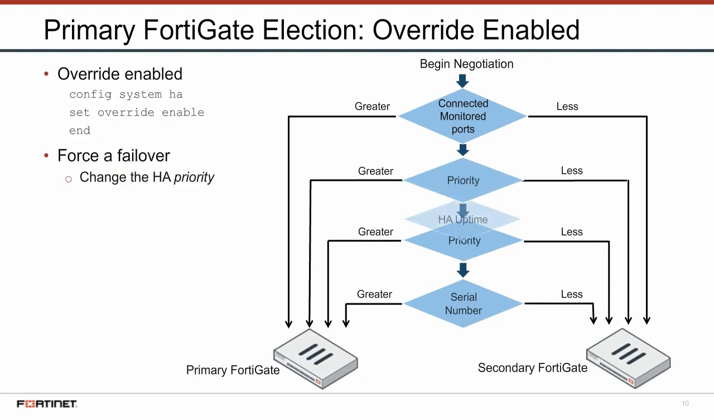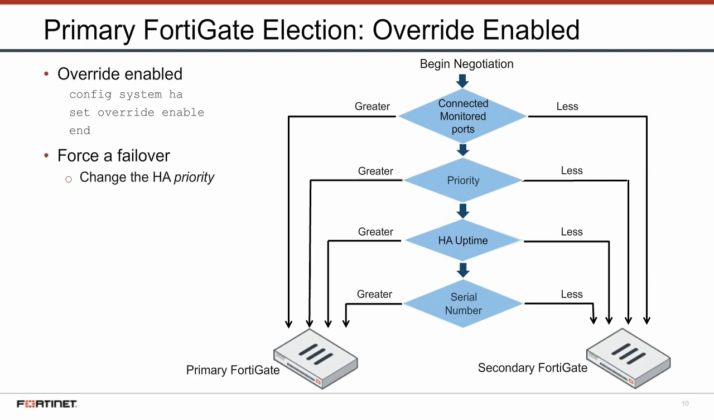You can alter the order of the selection criteria that clusters consider when electing the primary FortiGate. If the HA override setting is enabled, priority is considered before the HA uptime. The advantage of this method is that you can specify which device is the preferred primary every time, as long as it is up and running, by configuring it with the highest HA priority value. The disadvantage is that a failover event is triggered not only when the primary fails, but also when the primary is available again. When a primary becomes available again, it takes back its primary role from the secondary FortiGate that temporarily replaced it.